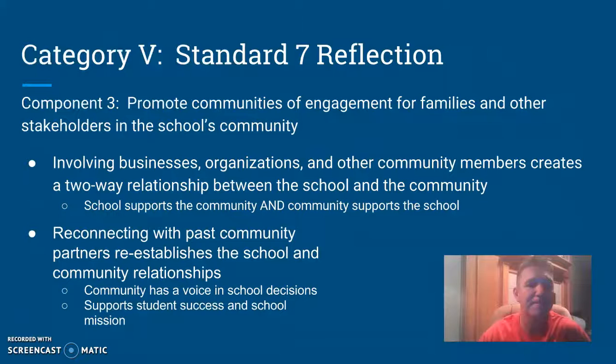And component 3 asks, how does my plan promote communities of engagement for families and other stakeholders in the school community? By involving businesses, organizations, and other community groups, this creates a two-way relationship between the school and the community. Not only is the community supporting the school, but the school can support the community. And it also reconnects with past community partners and reestablishes the school and the community relationship, therefore giving the community a voice in school decisions and supporting student success and the school's mission.